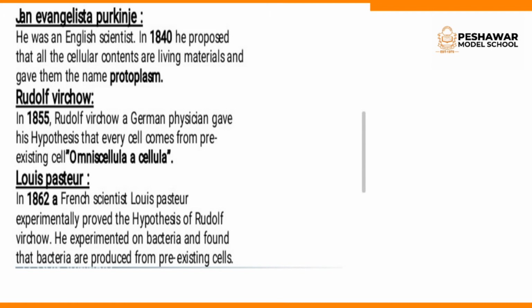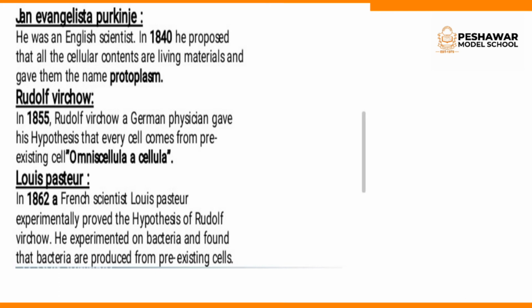The next scientist who contributed was Jan Evangelista Purkinje. He was a Czech scientist. In 1840, he proposed that all the cellular contents are living material and gave it the name protoplasm. And what is protoplasm? The living part of the cell is known as protoplasm.